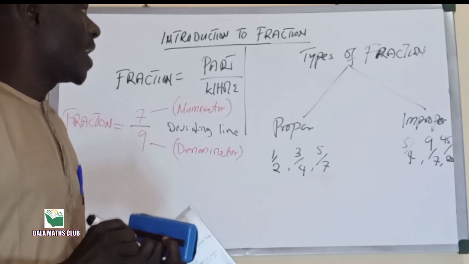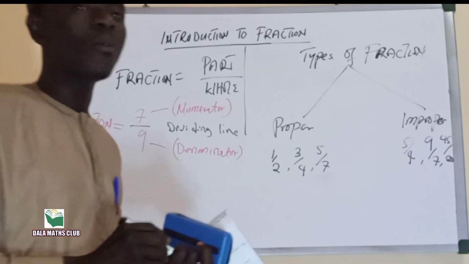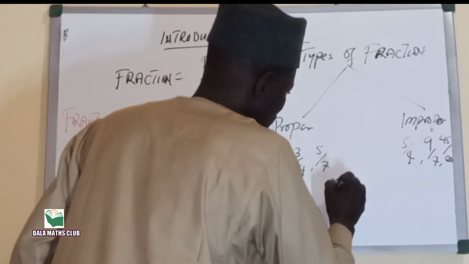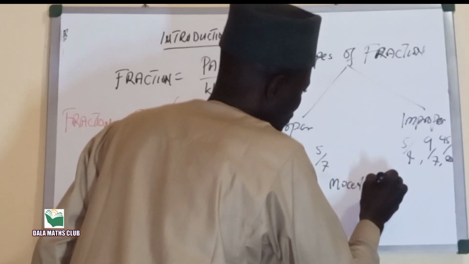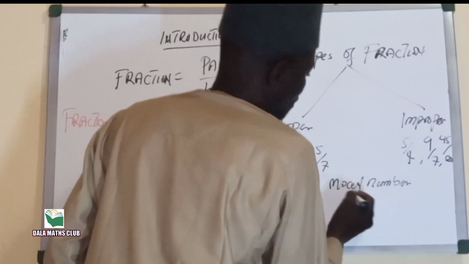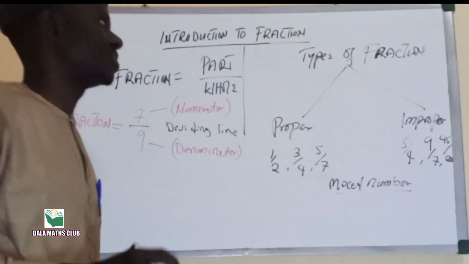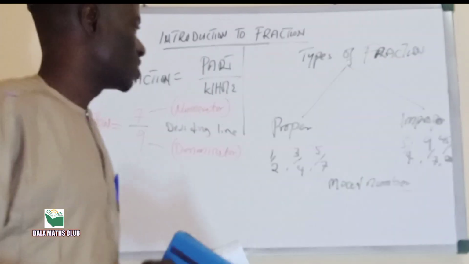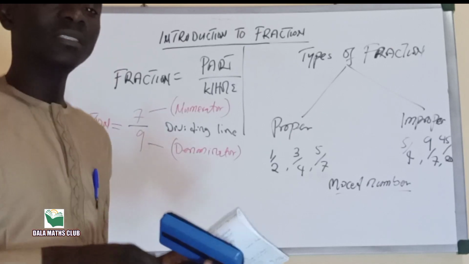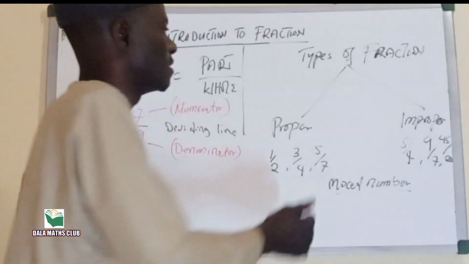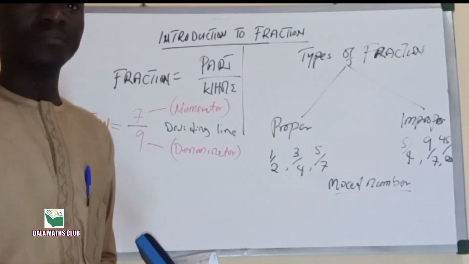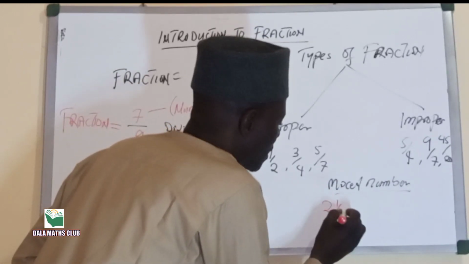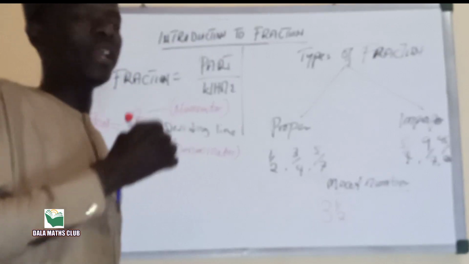So we have another one, which is a mixed number or mixed fraction. This mixed number or mixed fraction is not a type of fraction, it's not categorized as a part of fraction, but it is under it because it is a fraction that contains both a whole number and a proper fraction. For instance, you may have 3 whole number 1 over 2, or we say 3.5.